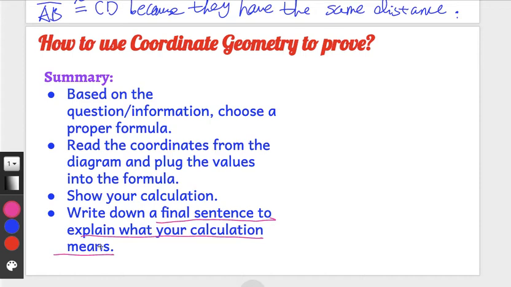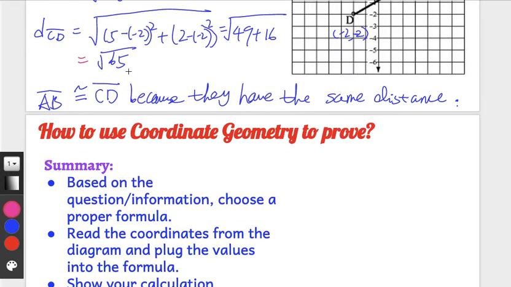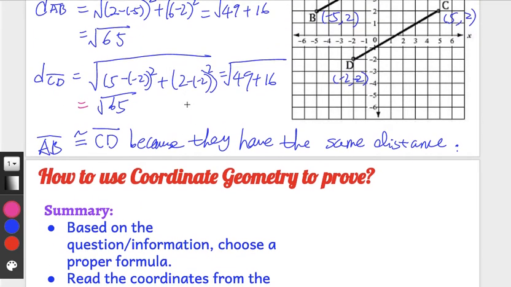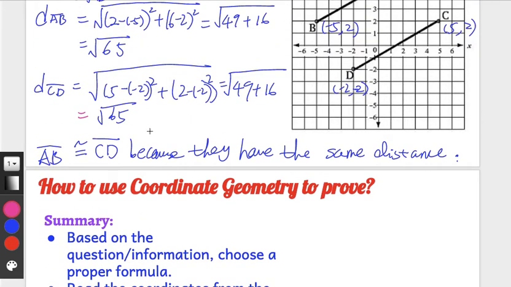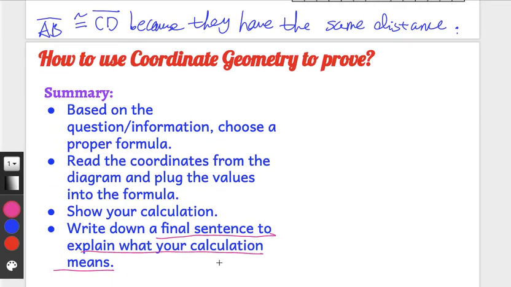So sometimes you might see it's provable, like they are congruent because they have the same distance. But if your calculation gives you the idea, hey, they don't have the same distance, your conclusion can be they are not congruent because they do not have the same distance. So that's exactly why we need to write down the conclusion to confirm what your discovery is.